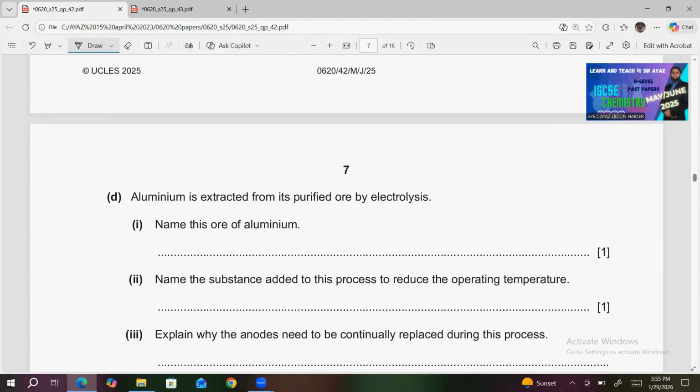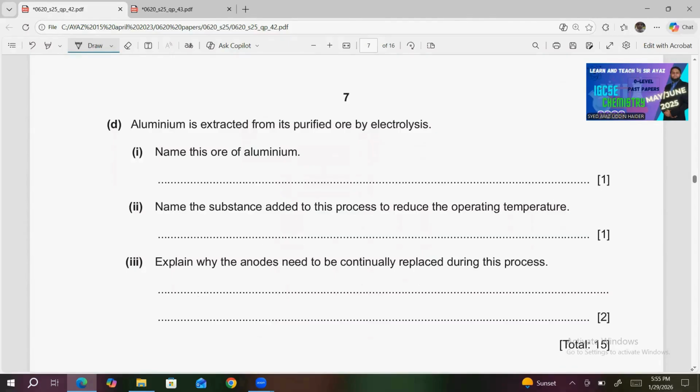Aluminium is extracted from its purified ore by electrolysis. Name this ore of aluminium. It's bauxite. Number 2, name the substance added to this process to reduce the operating temperature. Now, in order to reduce the operating temperature, you need to add the compound of aluminium here, and it's cryolite. We are adding cryolite in this to reduce the temperature.